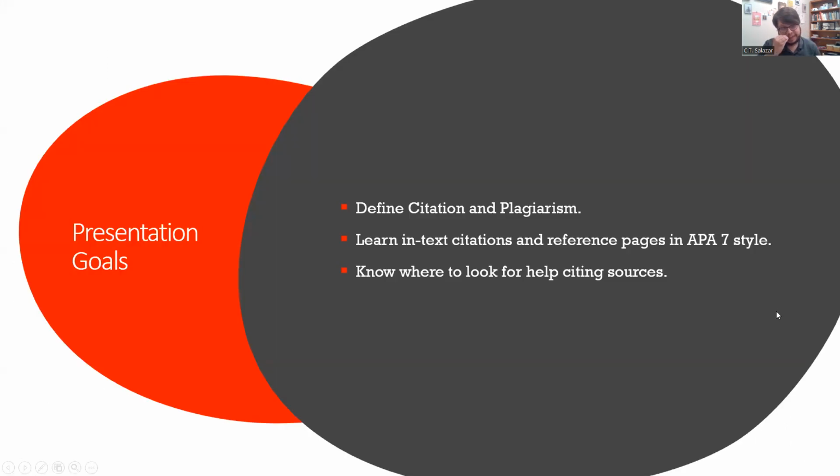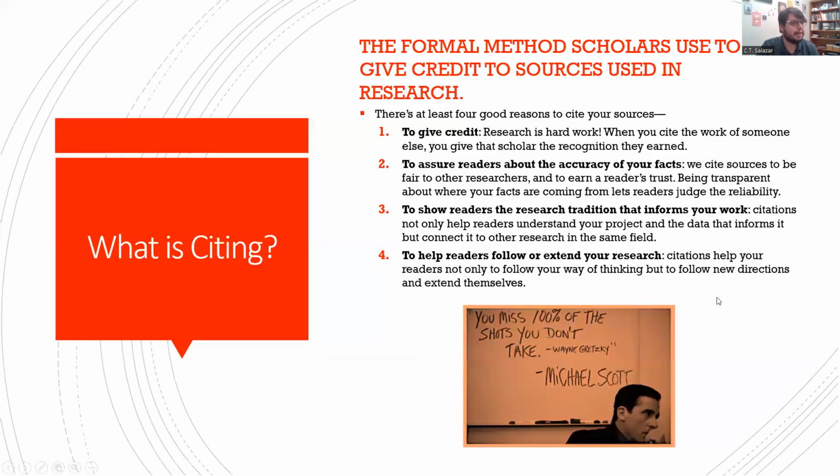Some of the things we're going to cover in this presentation include defining citation and plagiarism, learning in-text citations, and how to make a reference page in APA 7, which is the most current APA guideline, and knowing where to look for help citing your sources after this video and in the future.